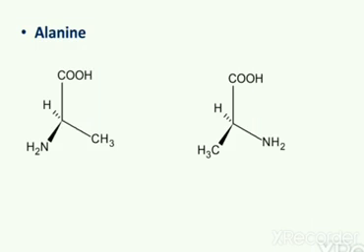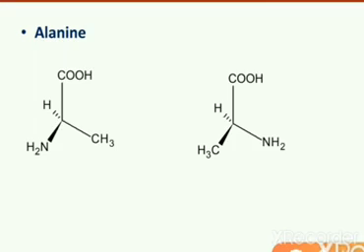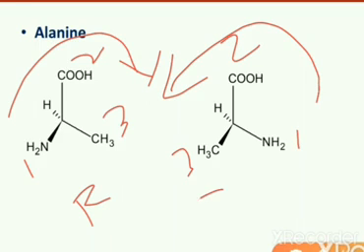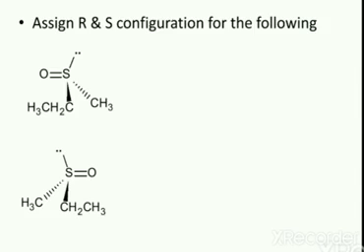Next we have alanine. For alanine also we can find the RS configuration like we already found. 1 for the acid group, 2 and 3, this is R, and 1, 2, 3 counterclockwise, this is S. Next, assign RS configuration for the following molecules.